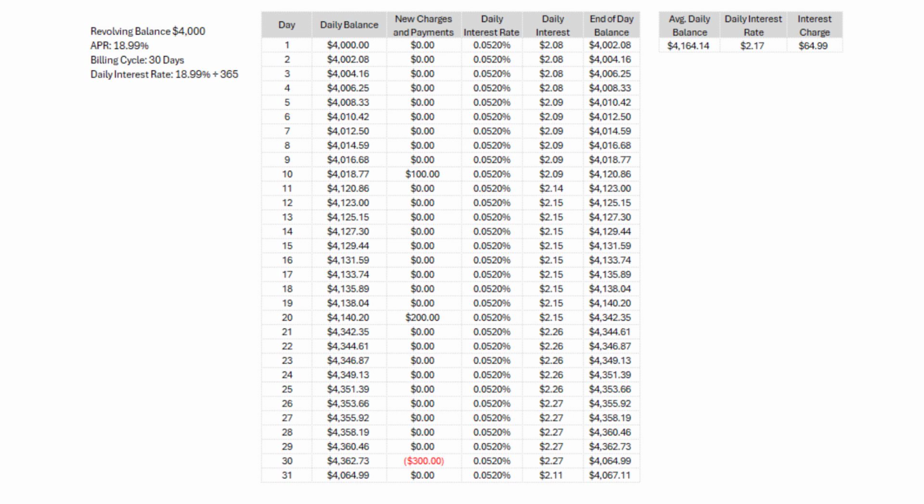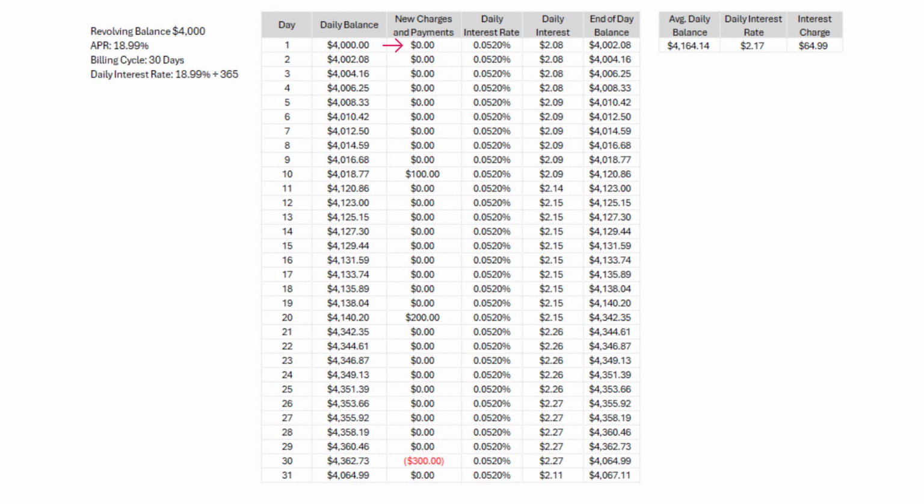Let's check the calculations with the following hypothetical scenario. Revolving balance, $4,000. APR, 18.99%. Billing cycle, 30 days. Daily interest rate, 18.99% divided by 365 days equals 0.0520%. The daily balance on day 1 is the revolving balance.